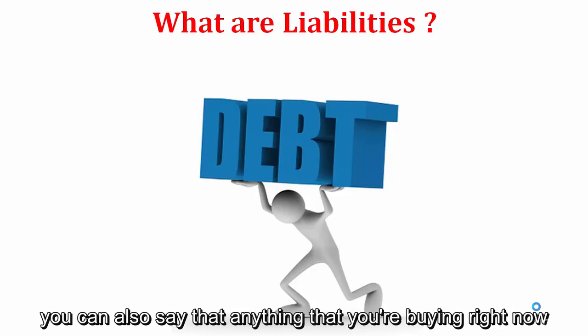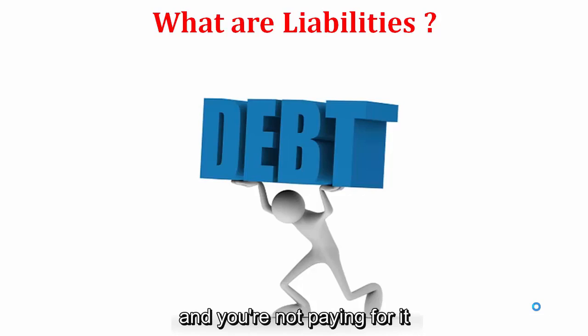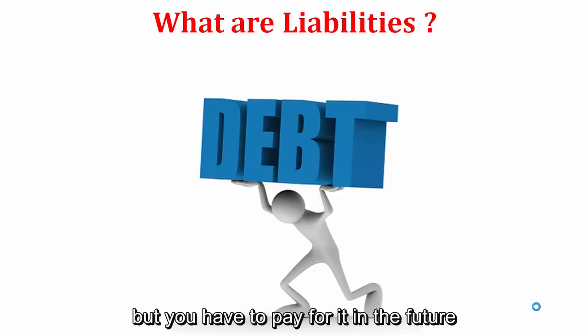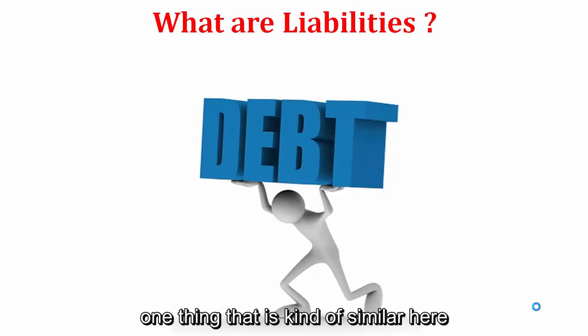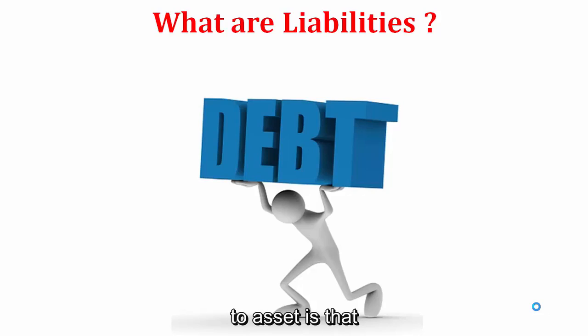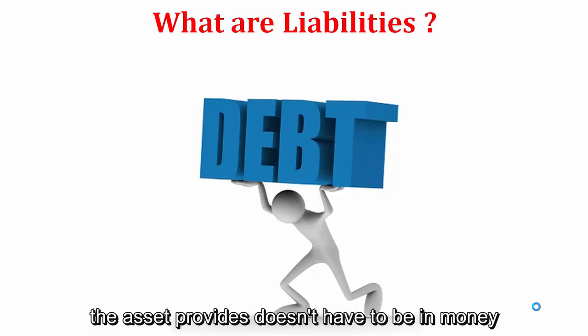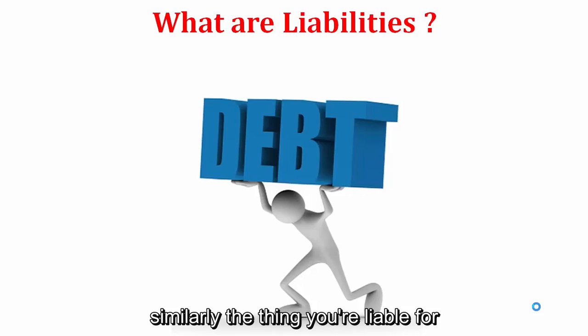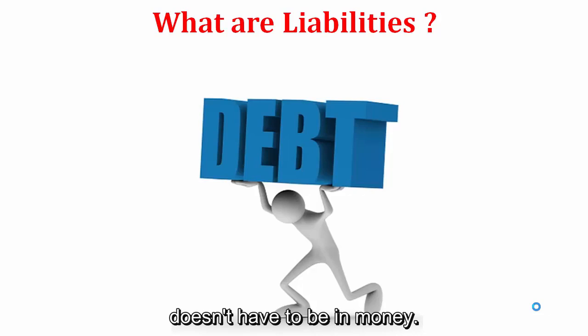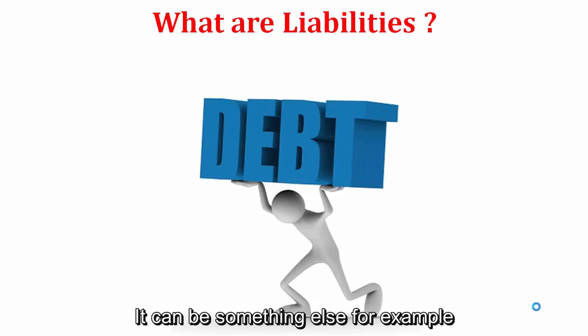You can also say that anything that you are buying right now and you are not paying for it, but you have to pay for it in the future, is typically called a liability. One thing that is kind of similar here to assets is that in assets, the value the asset provides doesn't have to be in money. Similarly, the thing you're liable for doesn't have to be in money. It can be something else.